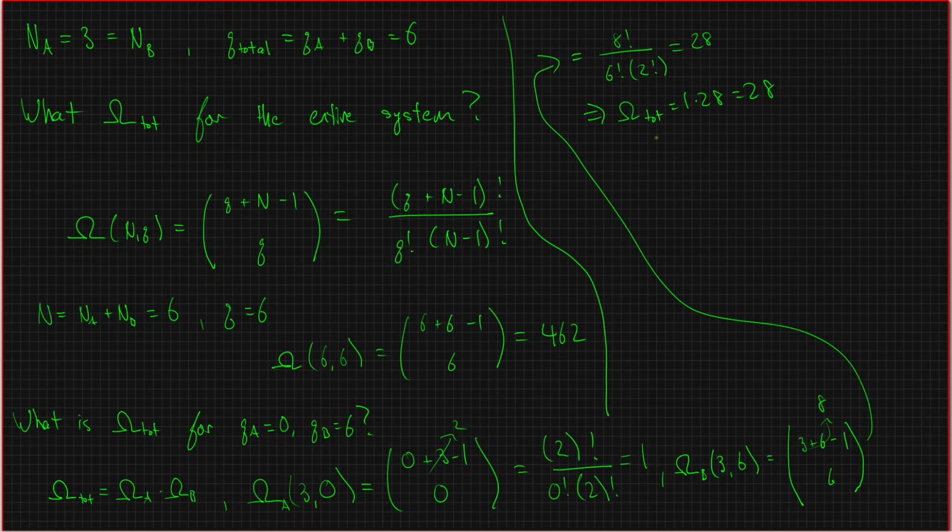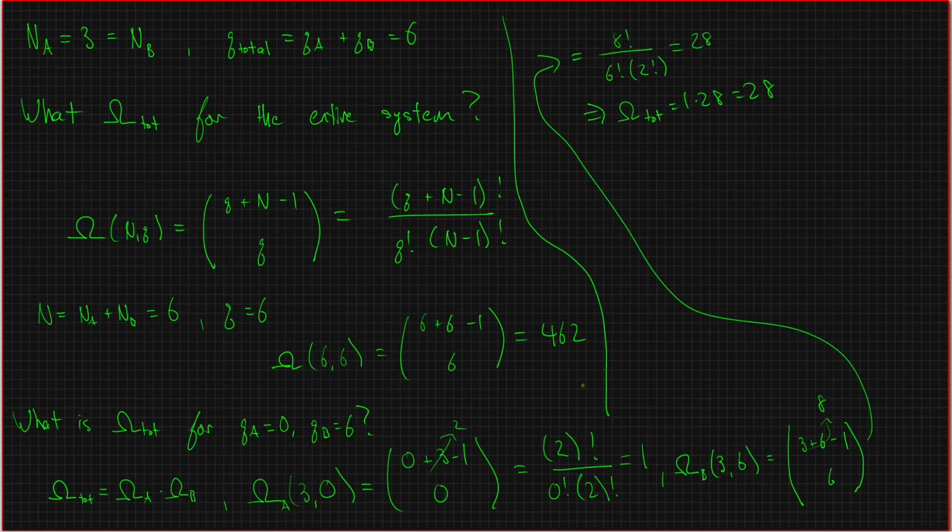Now, what I could do is cycle through every single macro state. So I could go QA equals 1, QA equals 2, QA equals 3, on and on to 6. And I could calculate the total multiplicity for each of those macro states. And if I add them all up, doing it this way, you should also just get 462.